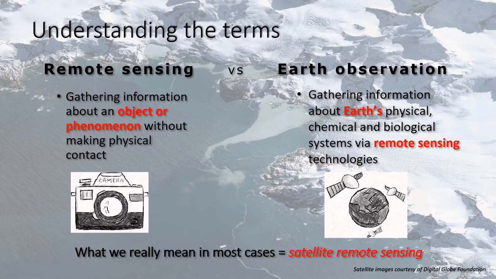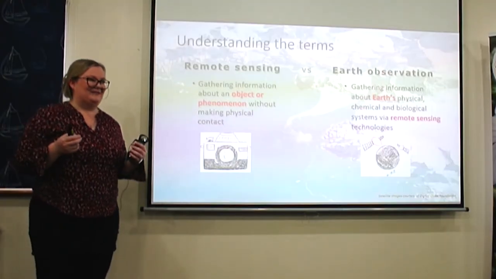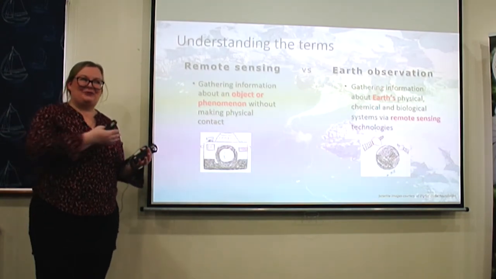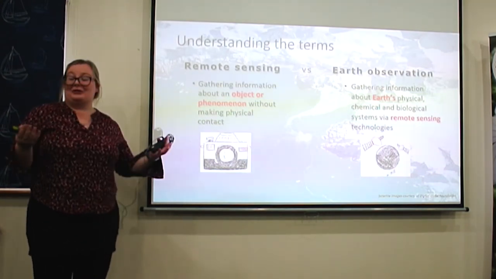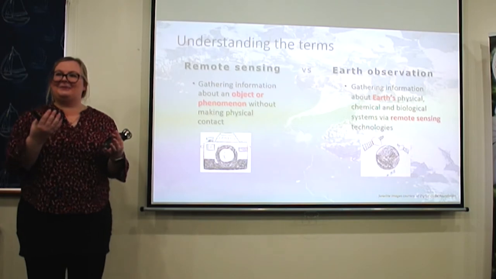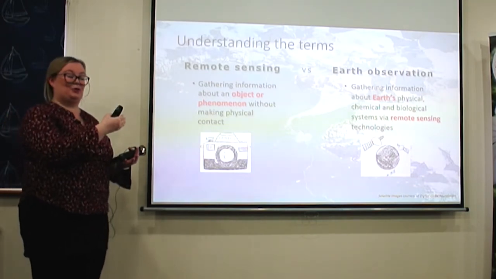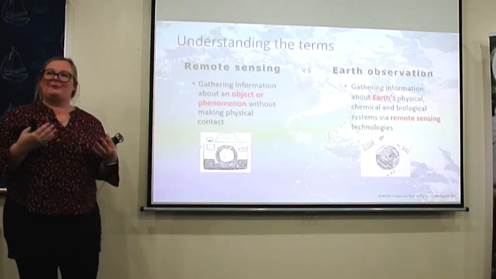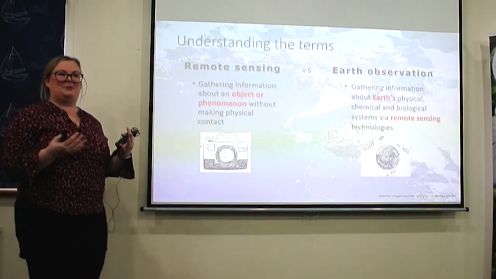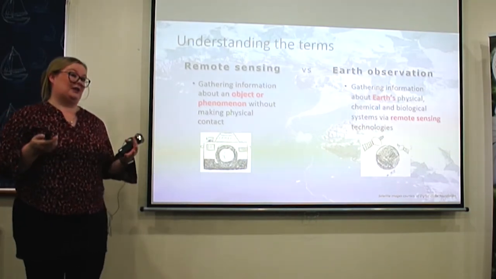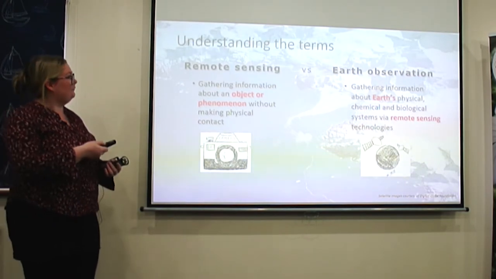So all Earth Observation is remote sensing, but not all remote sensing is Earth Observation. Airport scanners and X-ray machines are also remote sensing technologies, but they're not Earth Observation. So that's a simple example of how to differentiate between the terms. But you will hear both over the next 3 days being used interchangeably, like you would in most of the community.